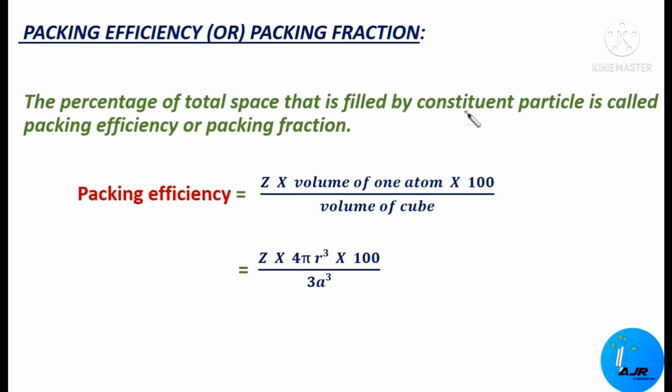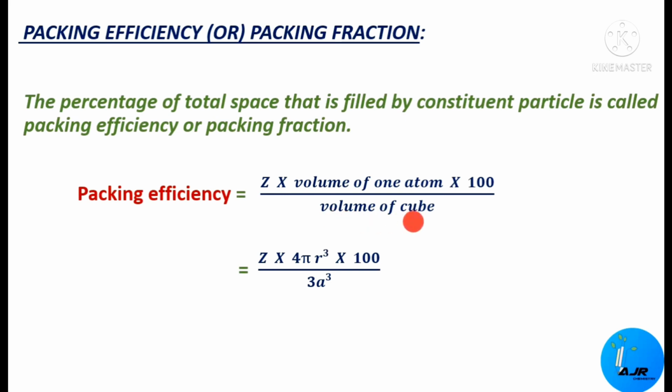Those atoms, ions or molecules will be occupying some space, and that percentage of total space that is filled up by these particles in a unit cell is called packing efficiency or packing fraction. Now, the formula for packing efficiency: packing efficiency is equal to Z into volume of one atom into 100 divided by volume of cube.